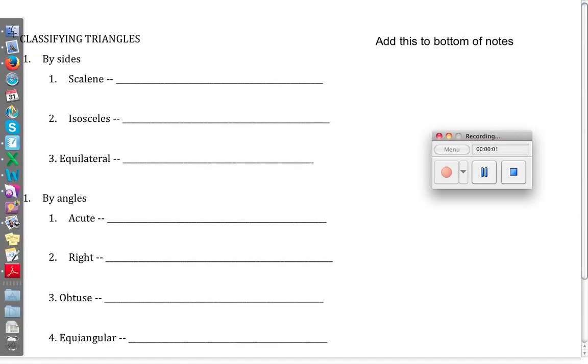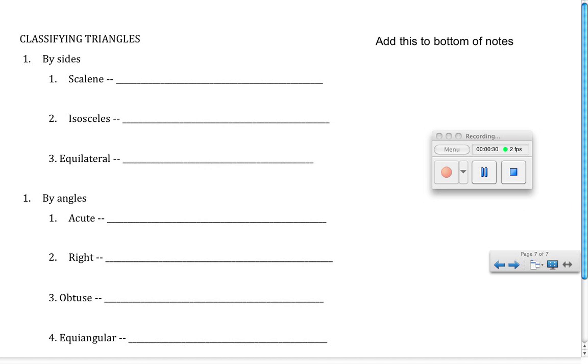All right, when we are classifying triangles, we can classify triangles by their sides and we can classify triangles by their angles. There's a difference, though, in what we're looking at. When we're classifying a triangle by its sides, what we're looking at is how many of their sides are equal. So in a scalene triangle, we have no congruent sides.